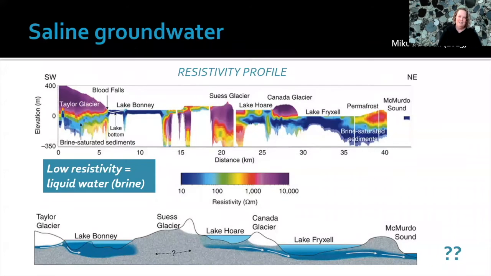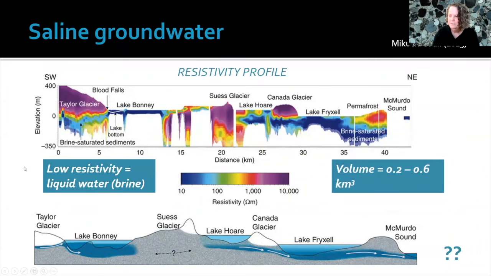Airborne surveys of resistivity have also documented a groundwater system in the Taylor Valley. In this, solid things like ice have high resistivity. Liquid water has the blue colors, if you can see here. So these people, McKenzie et al., discovered this groundwater system, and these brines are potentially connected in the subsurface and flowing toward McMurdo Sound. Whether they just discharge into the water or flow into the basin itself is unknown. It's an open question at this point. The volume of this brine is on the order of 0.2 to 0.6 cubic kilometers, so it's also pretty small.